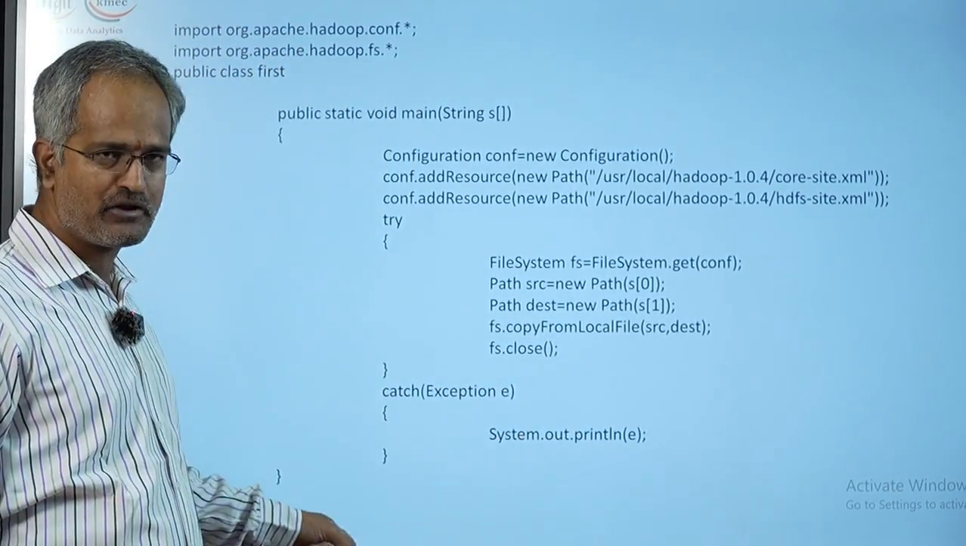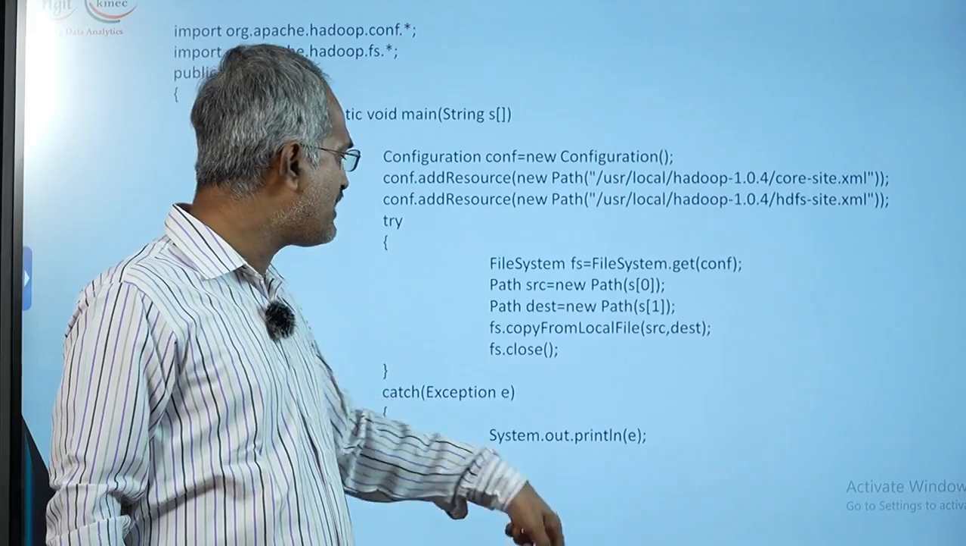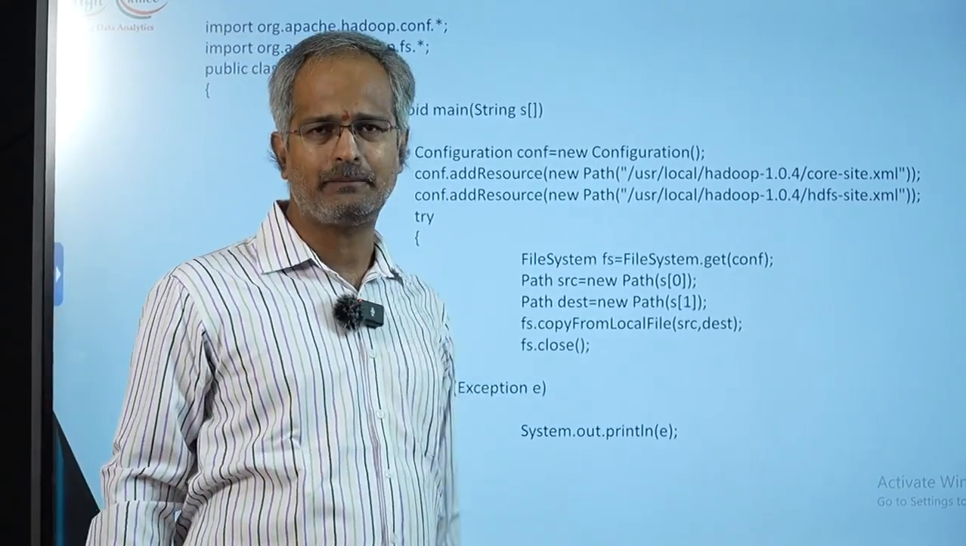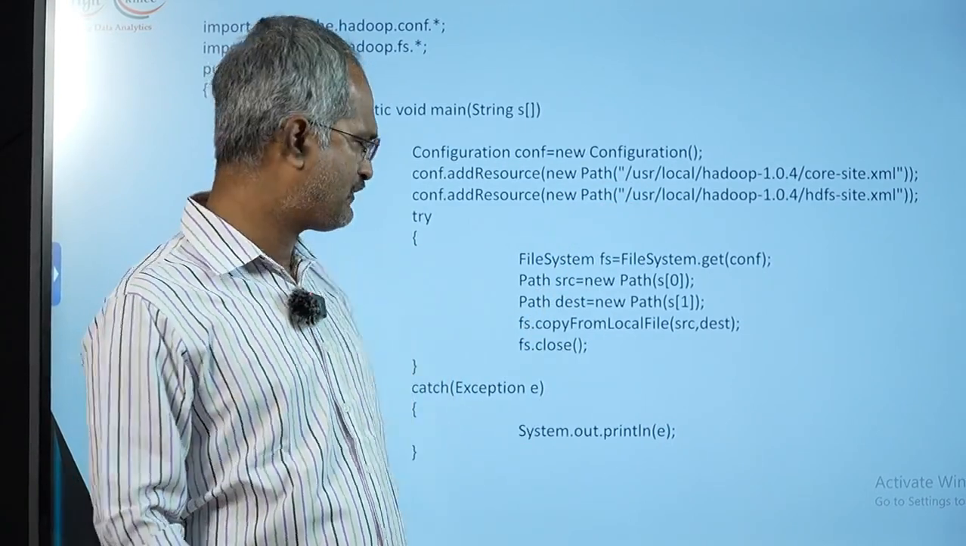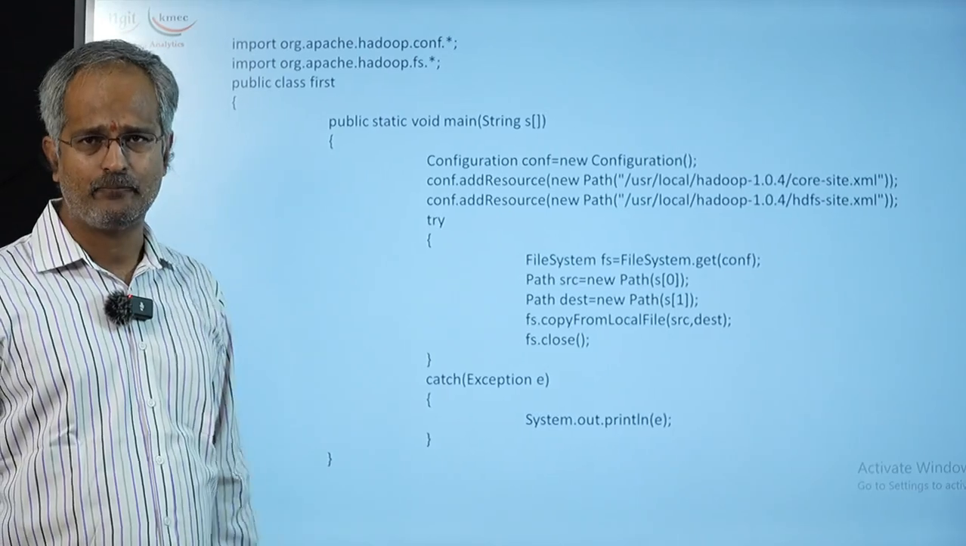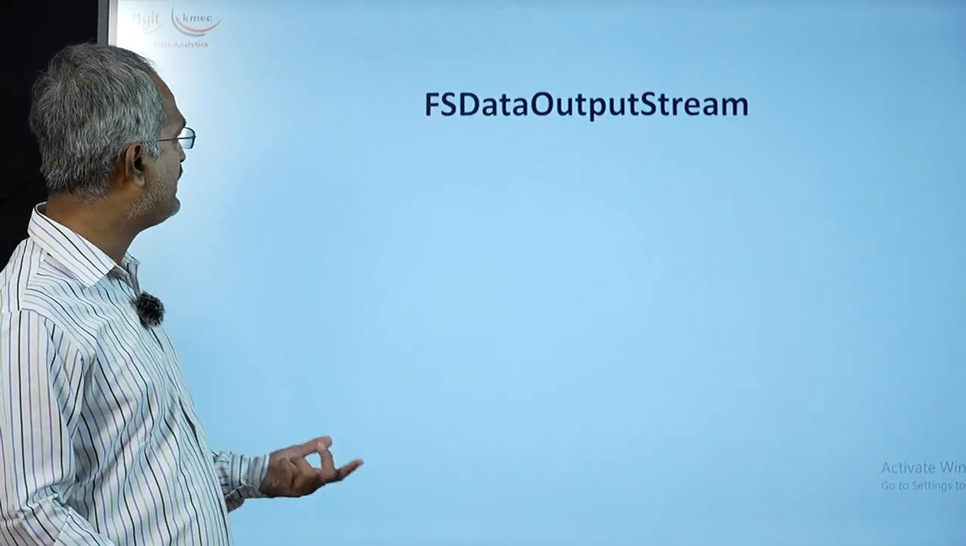And then exception handling, we are handling the exception. All the exceptions we are handling with the same statement. Simply we are displaying what the exception was raised. So this is the program. Now once you write the program, then what should we do? How can we execute that?